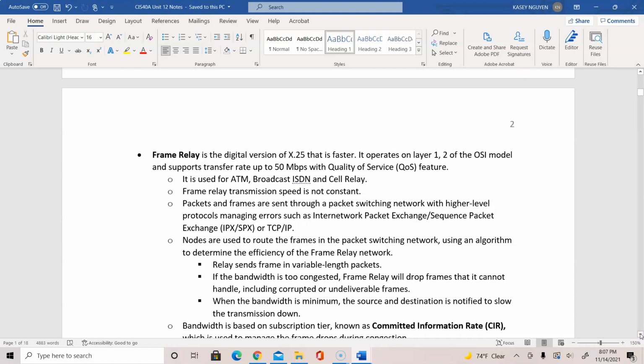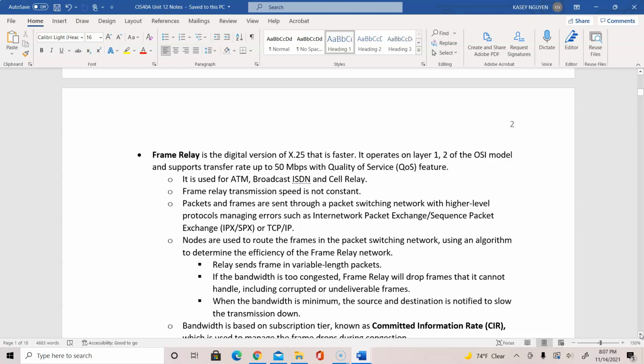Frame relay is faster. It operates in the physical and data link layer, layer 1 and 2 of the OSI model. And it is used for ATM, broadcast, ISDN, or cell relay. So the later technologies rely on frame relay in order to transmit data, and the transmission speed for this is not constant. It would use a way to manage errors, which is known as Internetwork Packet Exchange or Sequenced Packet Exchange, IPX and SPX, or it would then rely on TCP/IP.